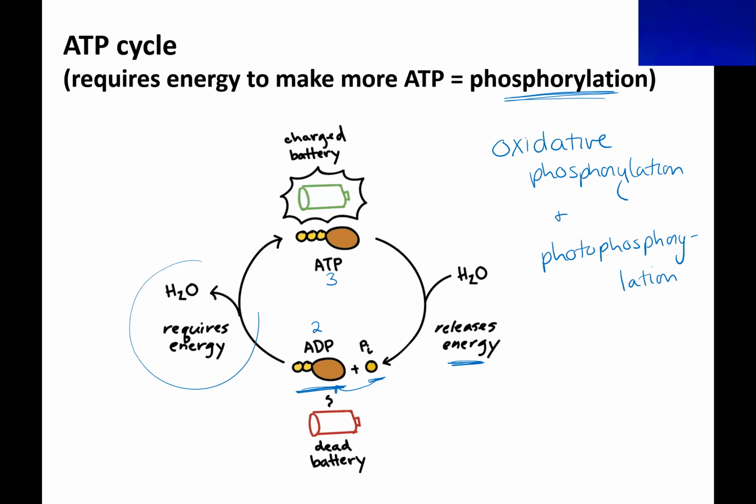And remember, we're going to make ATP using the energy from the movement of electrons. We're going to talk about the electron transport chain. We're going to talk about a hydrogen ion gradient and chemiosmosis.